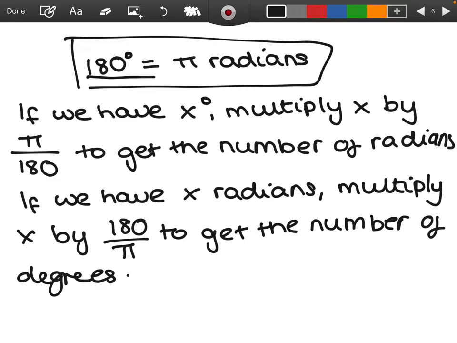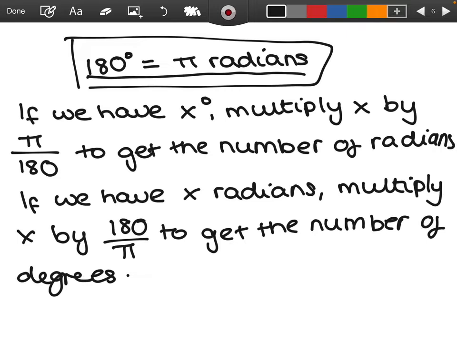Okay, 1 degree must be 1/180th of what I have here. Okay, so to get 1 degree, I divide both sides by 180, which gives me pi over 180 radians. So 1 degree is pi over 180 radians. So then if I increase the number of degrees, I'm just going to multiply whatever I have by pi over 180 to get me the number of radians.